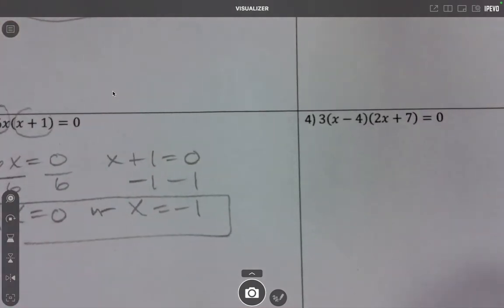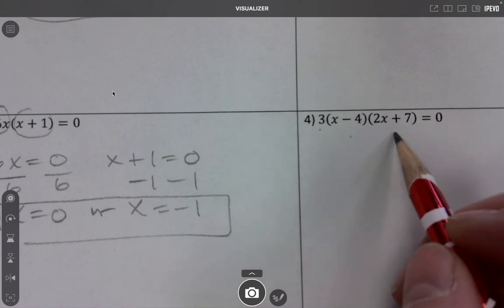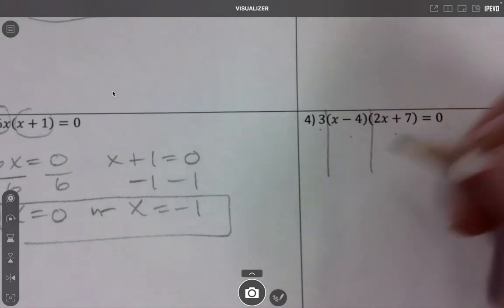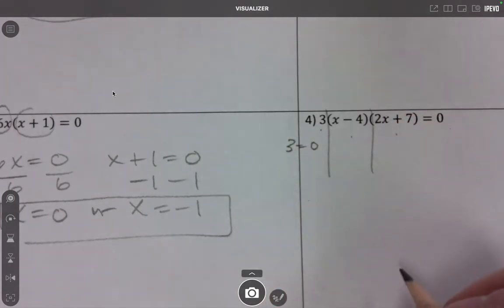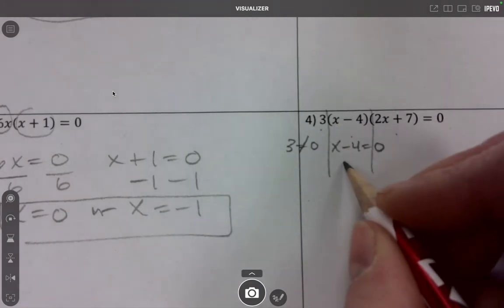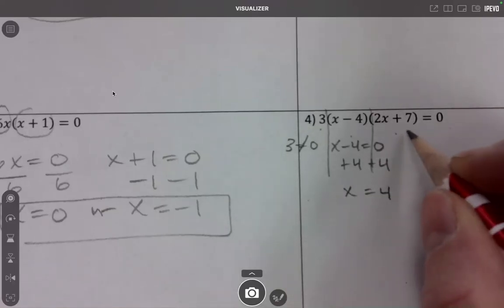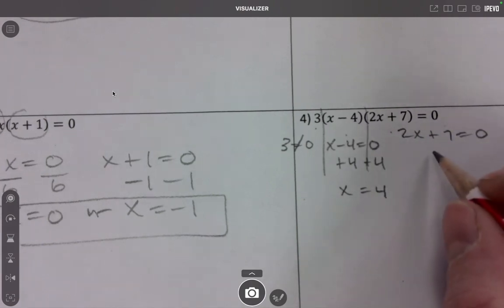Okay, on 4, same thing. I'm multiplying a 3 times an x minus 4 times a 2x plus 7, and it equals 0. So each of these things we would set equal to 0. We would say, well, 3 equals 0. But wait, that's not true. So that doesn't give me a solution. Okay, I would say x minus 4 is going to equal 0. And then I'd add 4 on both sides. And then I would say 2x plus 7 equals 0. And I'd have to solve that one as well.